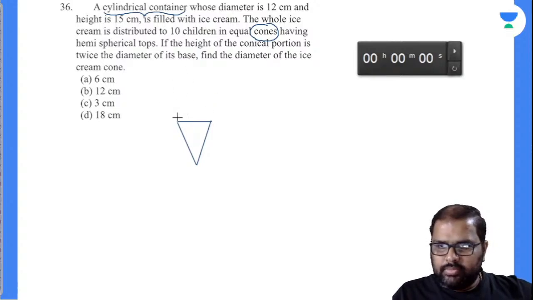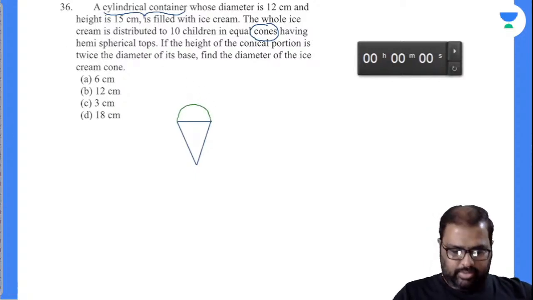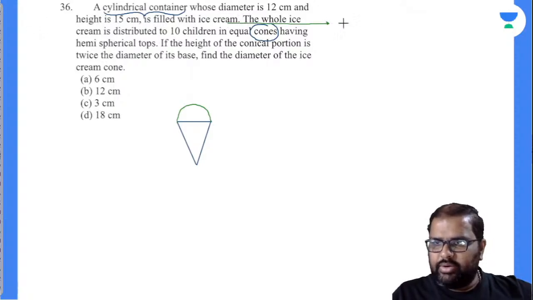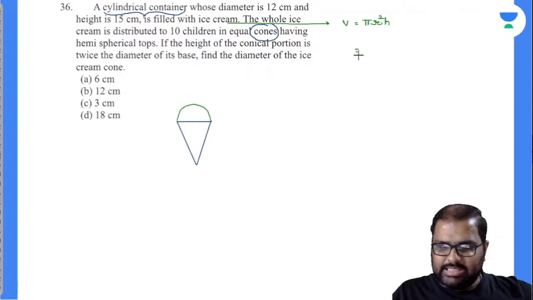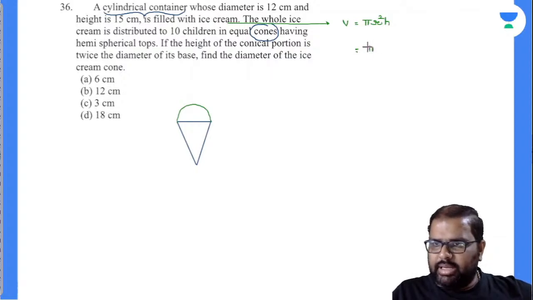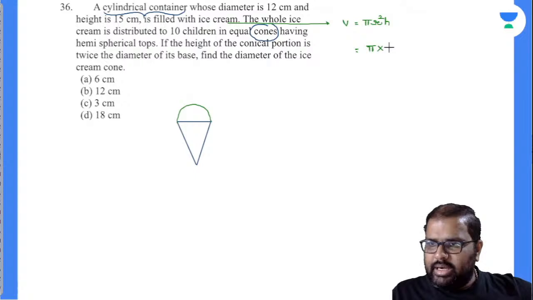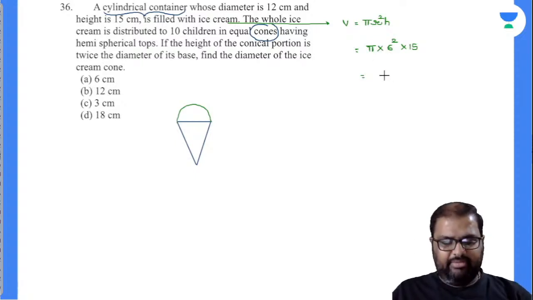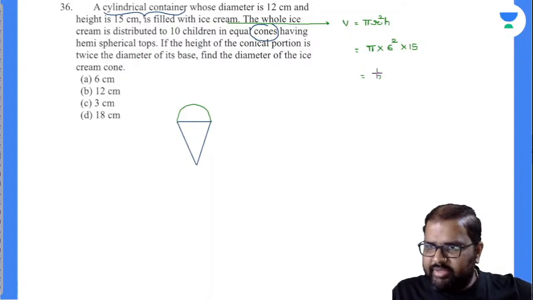Okay, chalo. This is the point given there. And now anybody got the answer there? First of all, let's find out the available ice cream. How to find this? I will be finding the volume. Pi r square h. I'll keep the pi value because I can cancel this pi easily. Pi into my radius: diameter is 12, radius will be 6, squared, height will be 15. 36 into 15 will be how much? Is it 540? So volume is 540 pi.